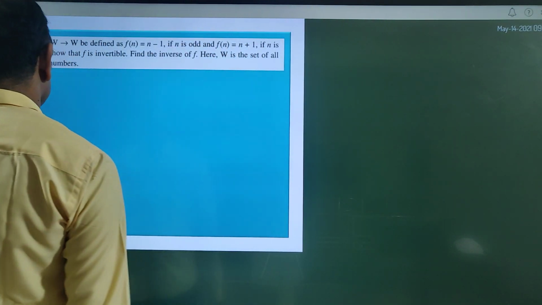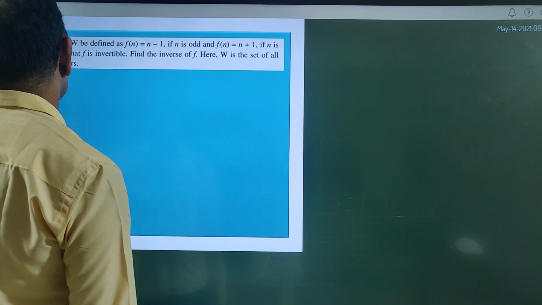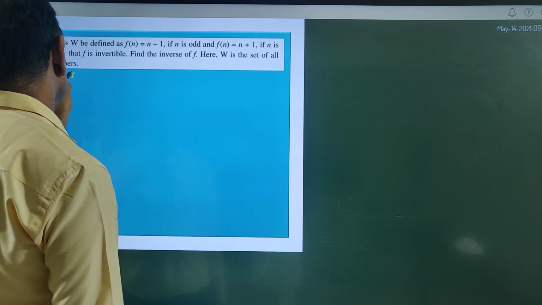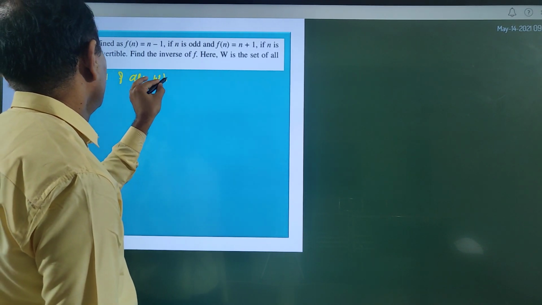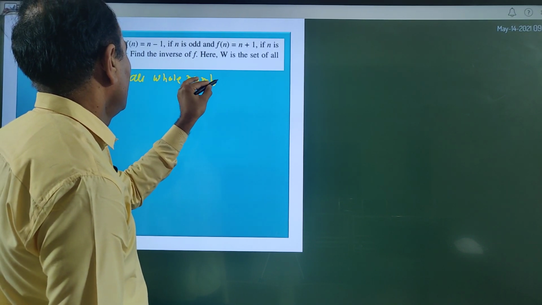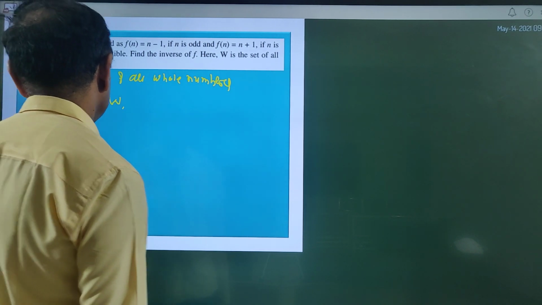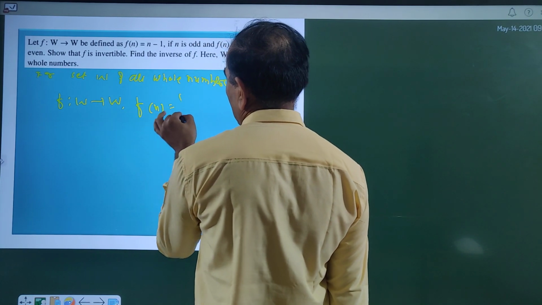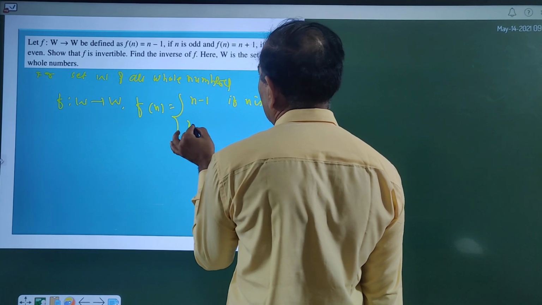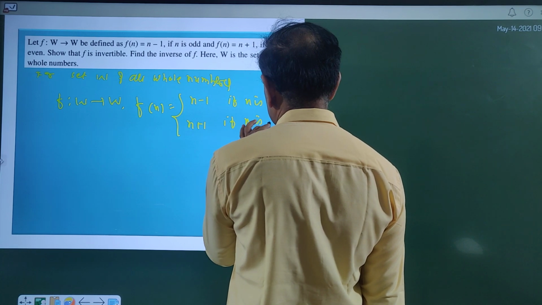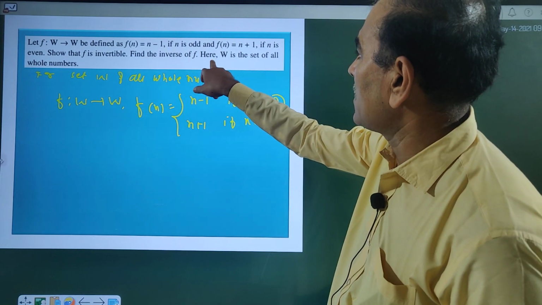Here W is the set of whole numbers. F is a function from W to W. F of n is n minus 1 if n is odd, and n plus 1 if n is even. Then show that f is invertible and find the inverse of f.